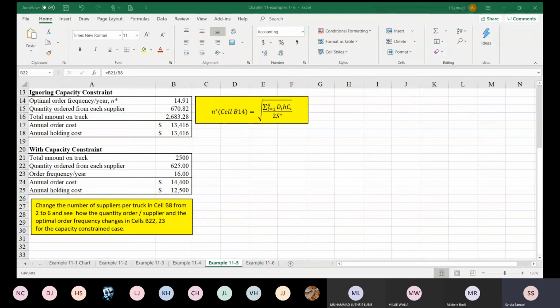And then ordering frequency, it's 10,000, the demand, divided by order quantity. So we got it in here, 16. So annual order cost is 14,400. And then holding cost, reduced to 12,500. Remember, our truck capacity is only 2,500. And then required capacity per truck is 2,684. So like I said, where are we going to put the 184? So basically, we must follow the truck capacity of only 2,500. That's why we need to increase the order frequency to 16. Okay. So any question for this?